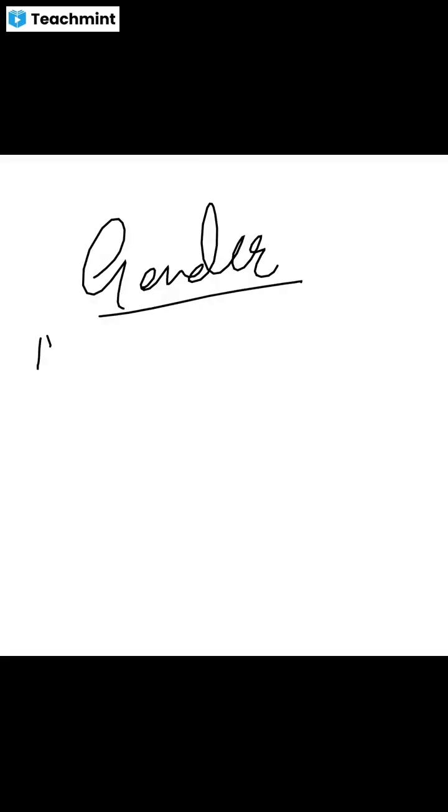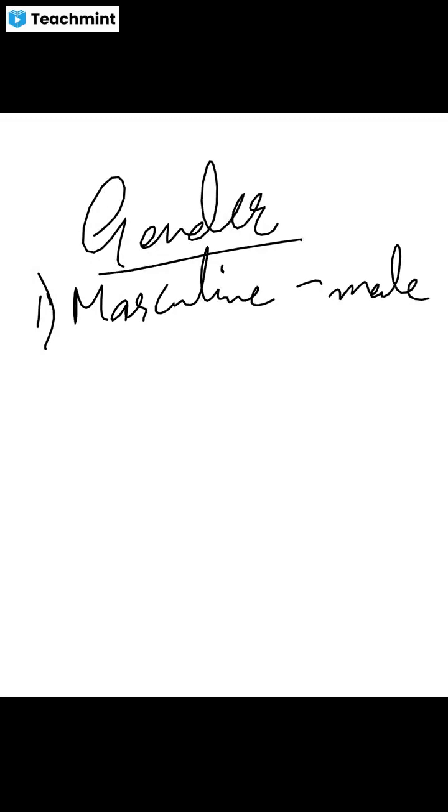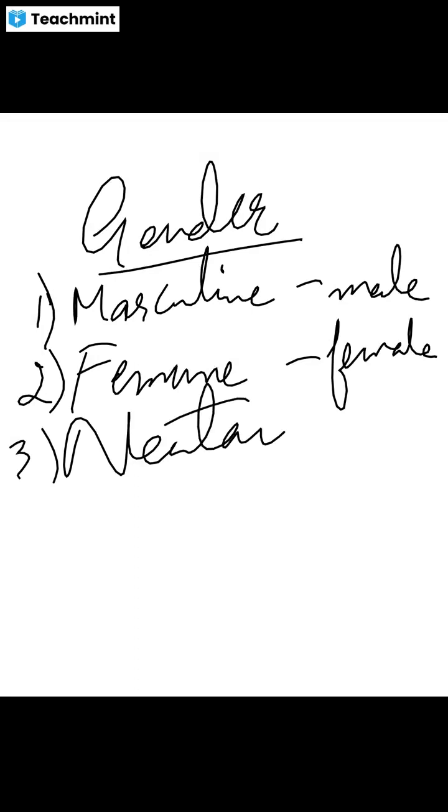Number one is masculine, which is male. Number two is feminine, which is female. Number three is neuter. Number four is common.